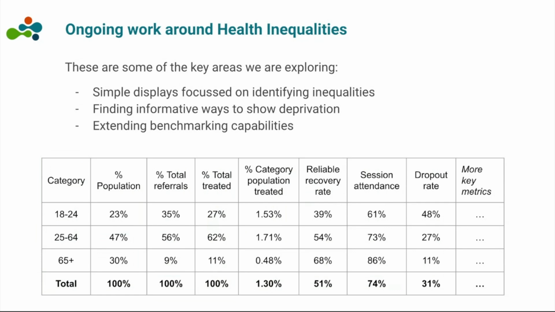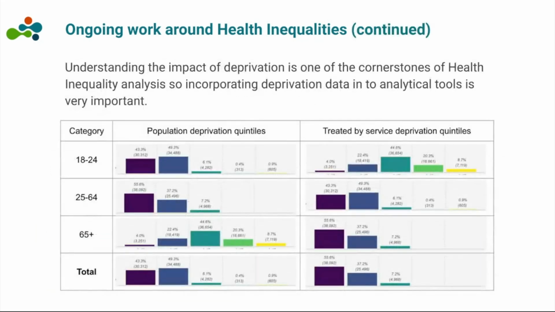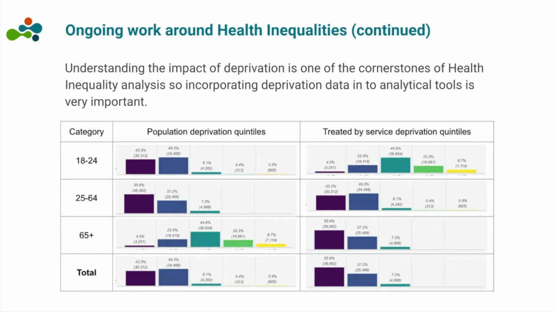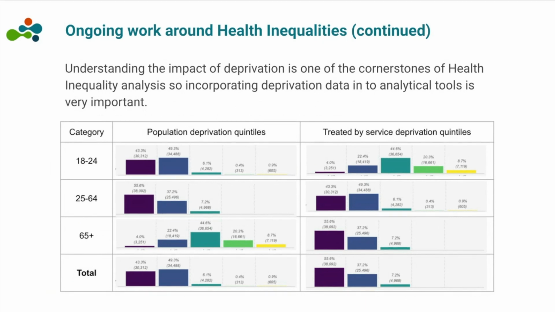Then in terms of showing deprivation, it is so important. It's a key part of the Core 20+5, and any work on health inequalities will talk about deprivation. So we have the data available in the system. That work has already been done in bringing in the indices of multiple deprivation, which are defined by lower super output area, so we can apply that to patients.